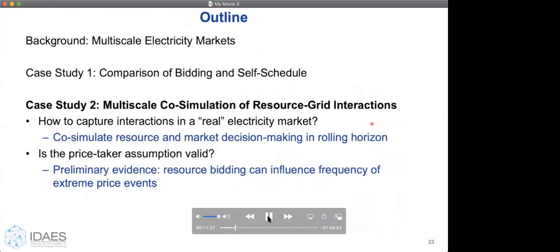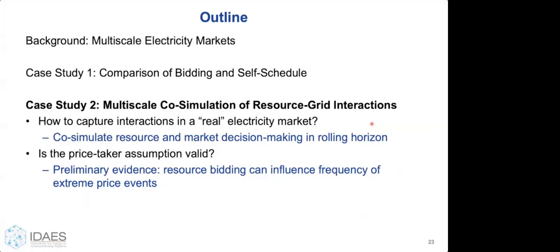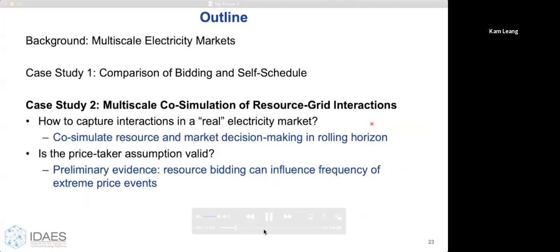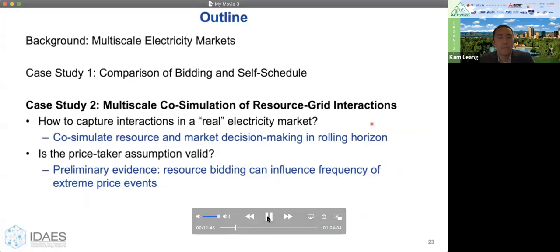So the takeaway message is we have this new framework that allows us to couple really detailed process models and simulate how a resource would optimally bid into the market, and couple that with actual simulation of the market. And we can do this in a rolling horizon framework. And this is starting to produce some evidence that the price taker assumption is not always valid.